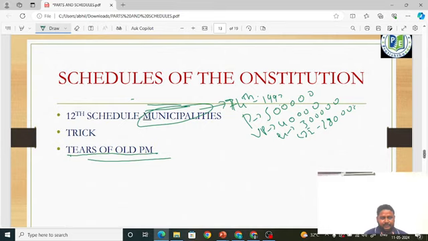Remember the mnemonic. A stands for oath and affirmations. R stands for Rajya Sabha. S stands for scheduled areas and scheduled tribes administration. O stands for other tribal areas, that is in the states of Assam, Meghalaya, Tripura and Mizoram, not Manipur. F stands for federal list.